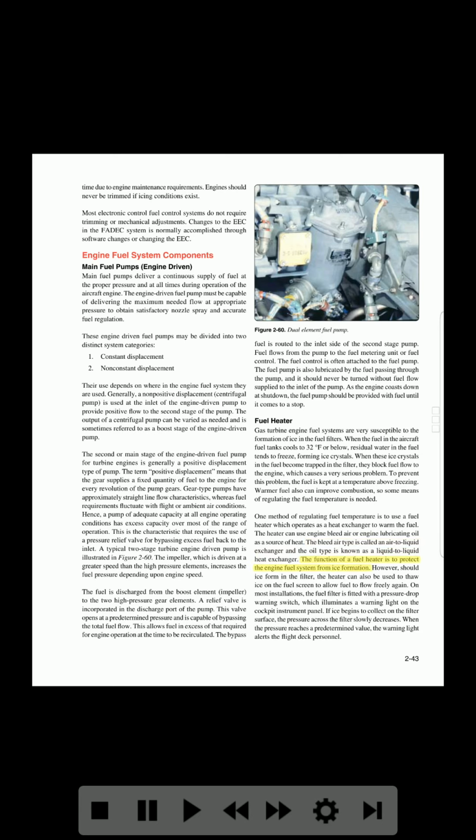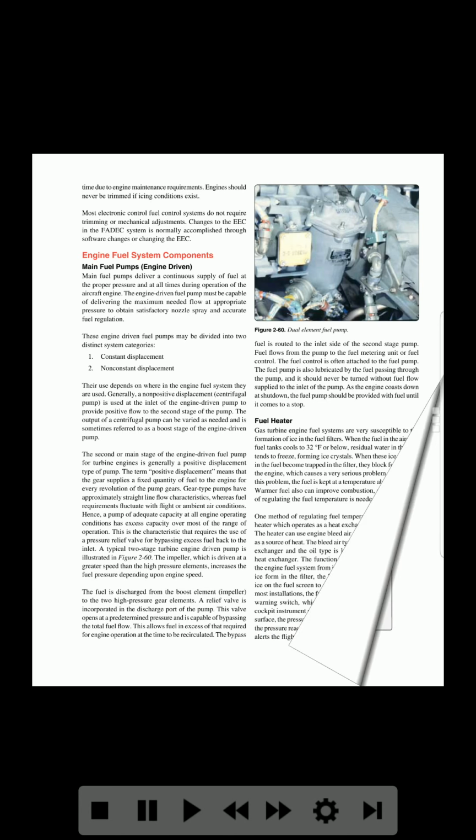The function of a fuel heater is to protect the engine fuel system from ice formation. However, should ice form in the filter, the heater can also be used to thaw ice on the fuel screen to allow fuel to flow freely again. On most installations, the fuel filter is fitted with a pressure drop warning switch, which illuminates a warning light on the cockpit instrument panel. If ice begins to collect on the filter surface, the pressure across the filter slowly decreases. When the pressure reaches a predetermined value, the warning light alerts the flight deck personnel.